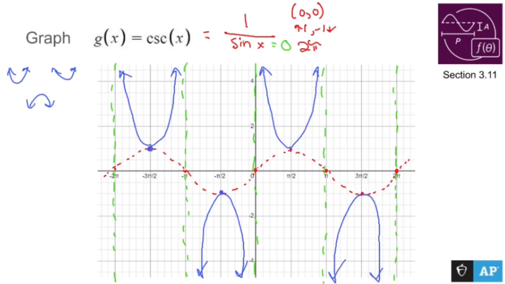So if I was a better artist, this would look a lot prettier, but I'll give myself a little pat on the back. This ain't so bad.